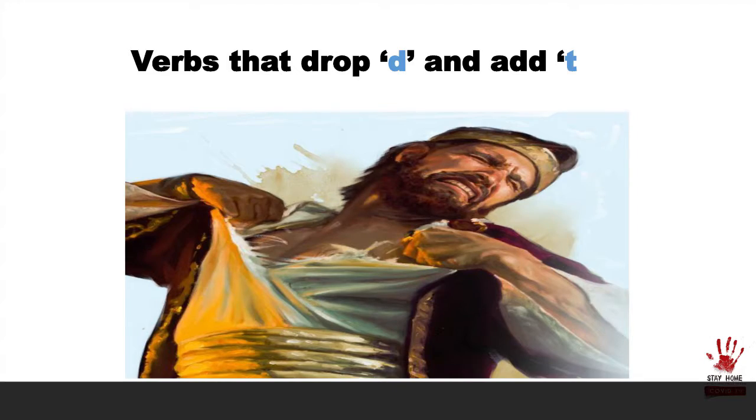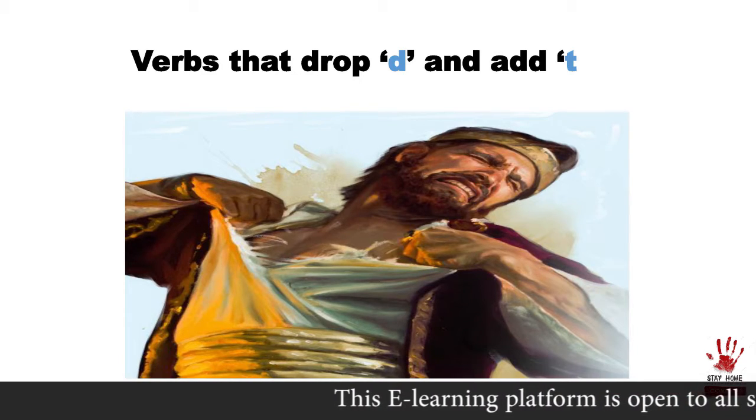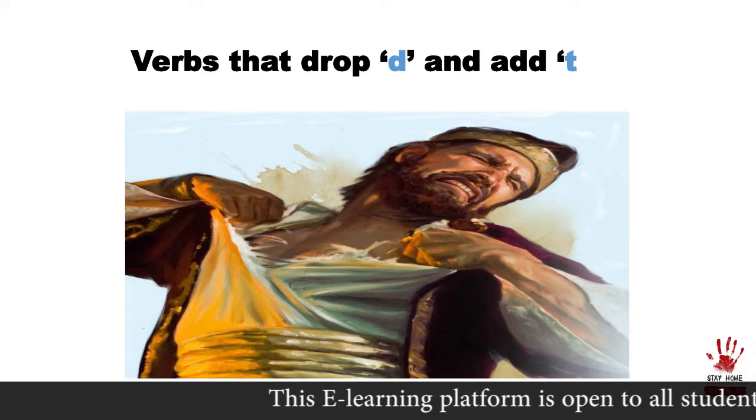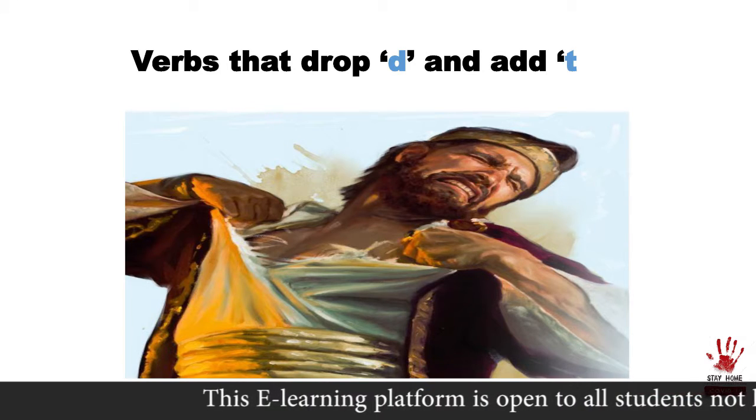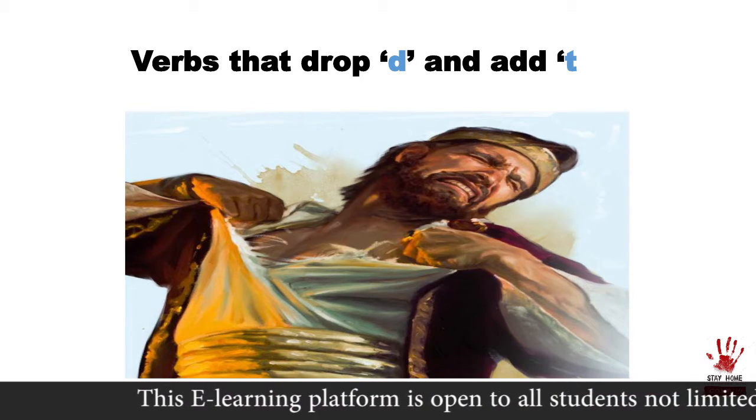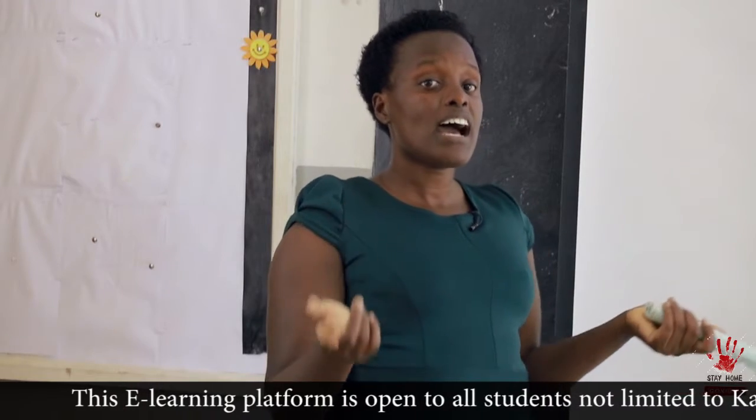We continue. We have this one. The man became angry, got the clothes and tore them. The verb is rend. We drop D, it becomes rent. The man rent his clothes out of anguish.